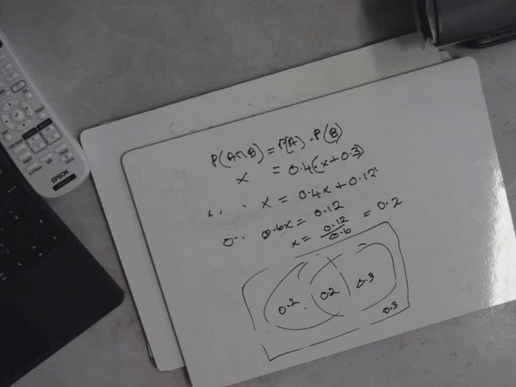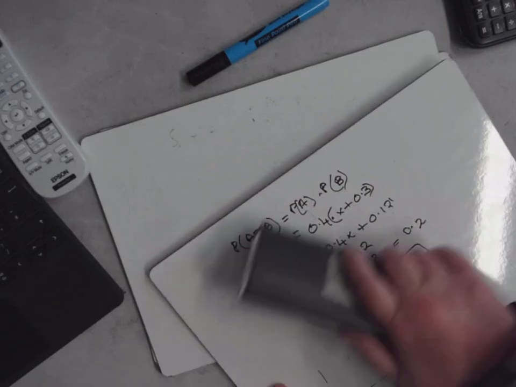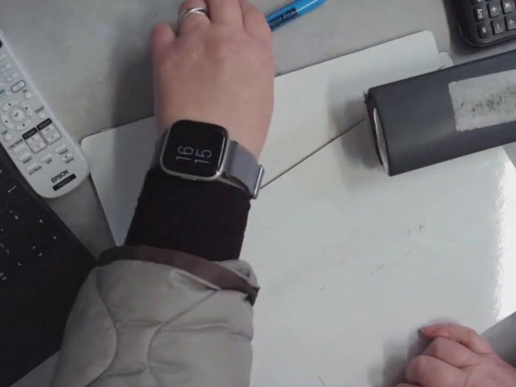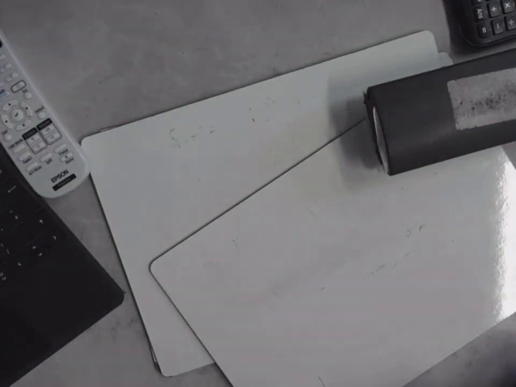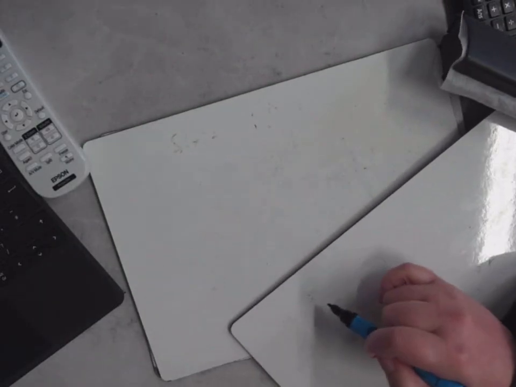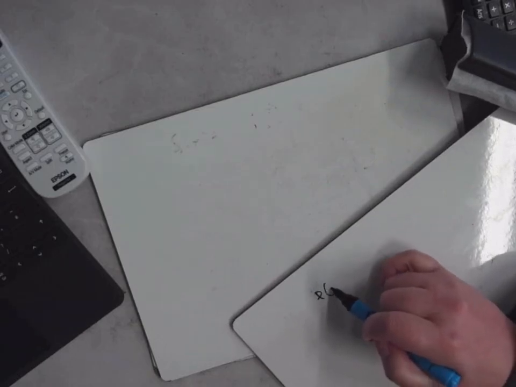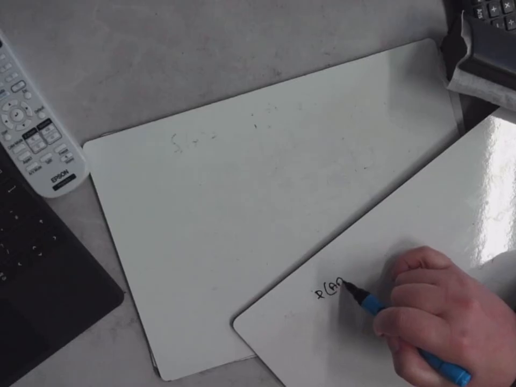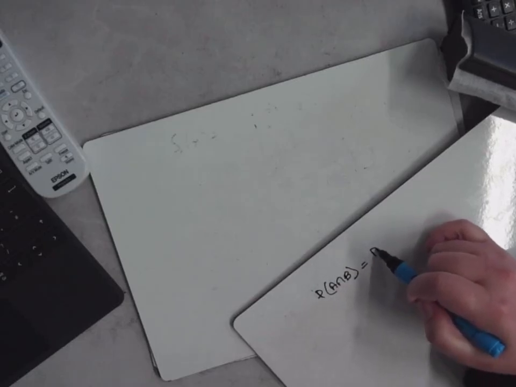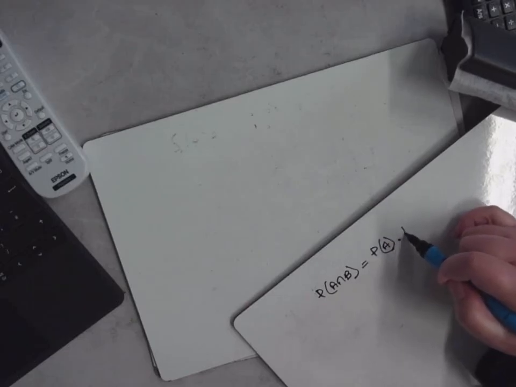Right, will I start again? Okay, so I'll rub the whole lot out and start again. Now, I don't know why they gave us that second formula because it didn't really help me at all. I used the first. They told me they were independent, so the probability of A intersection B is equal to the probability of A multiplied by the probability of B.